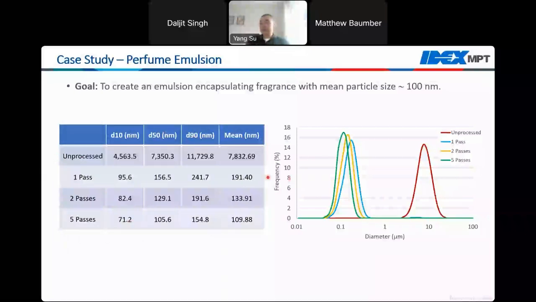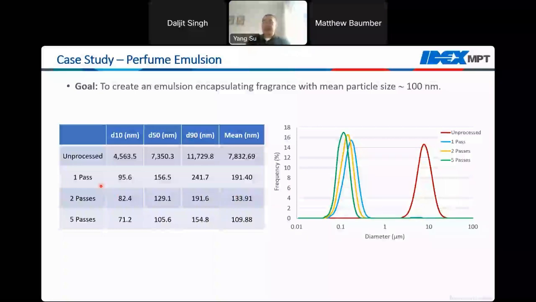As you can see the results here, the unprocessed means the coarse emulsion before processing through the microslicer processor. If you look at the mean particle size, it is just a little less than 10 microns. As you can also see from the particle size distribution curves here, you have very large particles to begin with. But as soon as you process through the microslicer processor, even just after one pass, you can see the particle size was reduced dramatically with a mean particle size less than 200 nanometers, as indicated by this curve here.